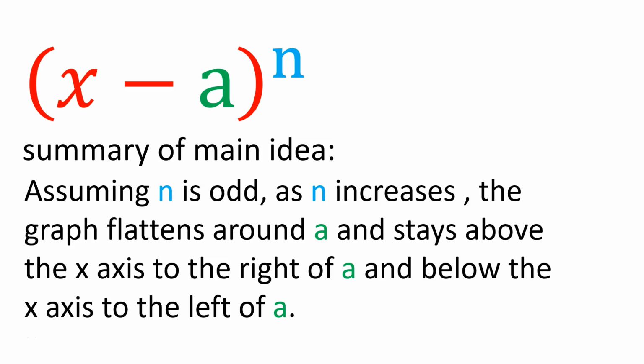So here's a kind of summary. For x minus a to the n, the summary of the main idea is essentially this. Assuming n is an odd number, not 2, not 4, not 6, but 1, 3, 5, for example, as n increases, the graph flattens around a and stays above the x-axis to the right of a and below the x-axis to the left of a.